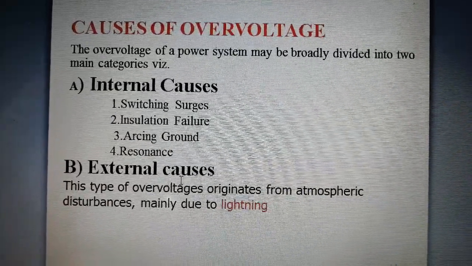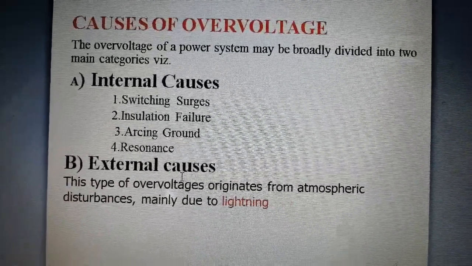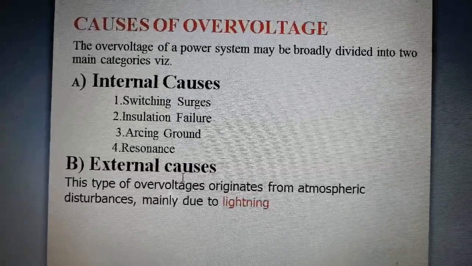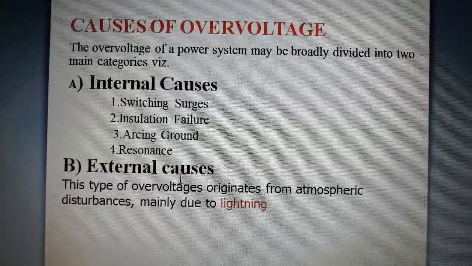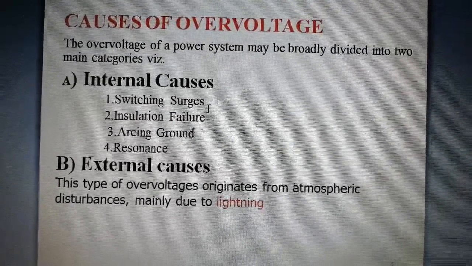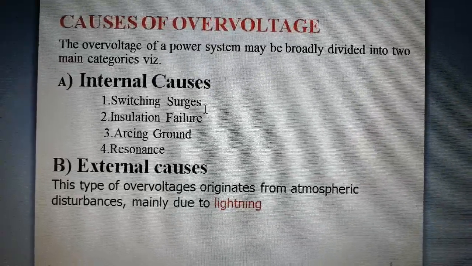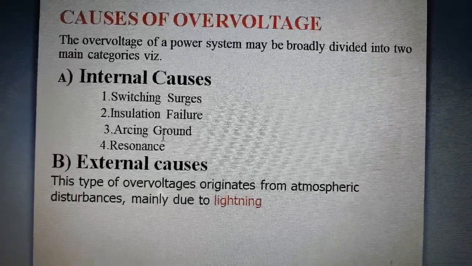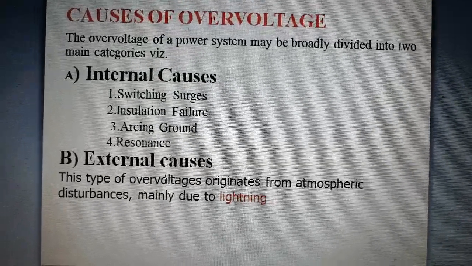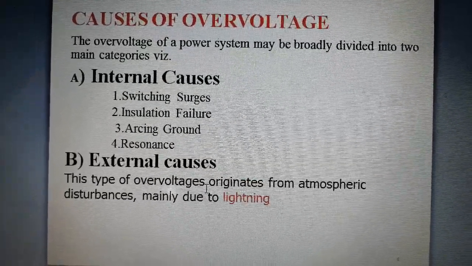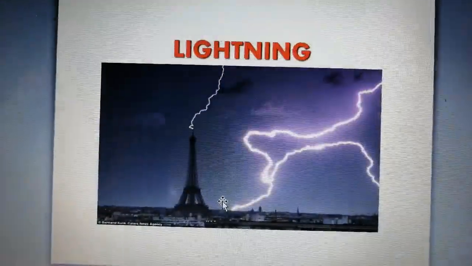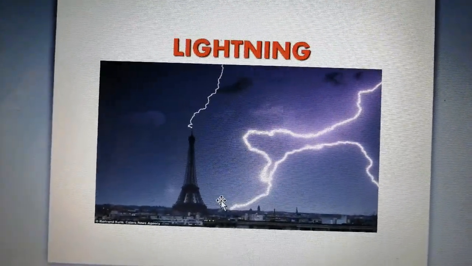What are the causes of over voltages? The causes can be classified into internal causes and external causes. What are the internal causes? Switching surges, insulation failure, arcing ground and resonance are the internal causes of over voltages. The external causes are mainly due to lightning. This is the picture of lightning.